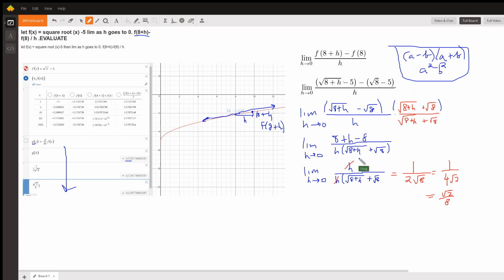Here's the multiplier in the denominator. After I combine the 8 and the minus 8, these h's cancel out. And now I can take the limit as h approaches 0 by just substituting 0 in for this h right here. So I get radical 8 plus radical 8, which is 2 radical 8. And I can simplify that to 1 over 4 radical 2 by simplifying this radical to 2 radical 2, and then I can rationalize the denominator by multiplying top and bottom by radical 2. So there you go. Hope that clears that up for you.